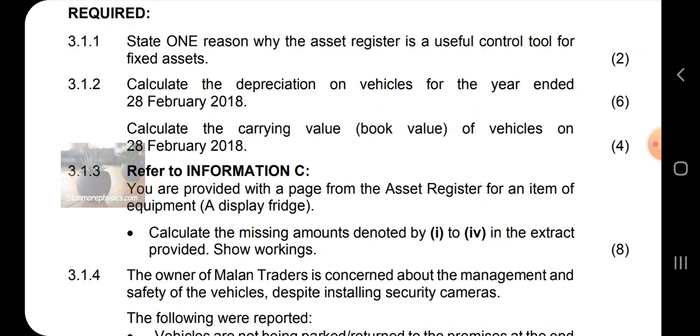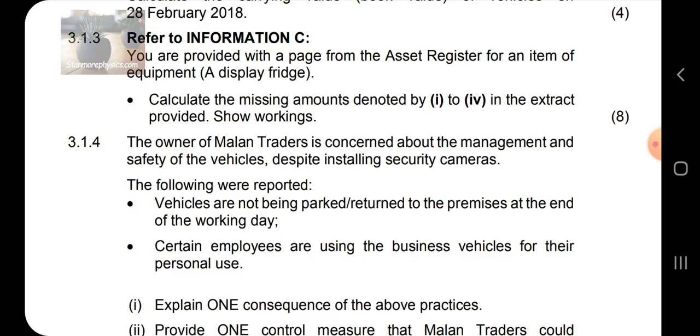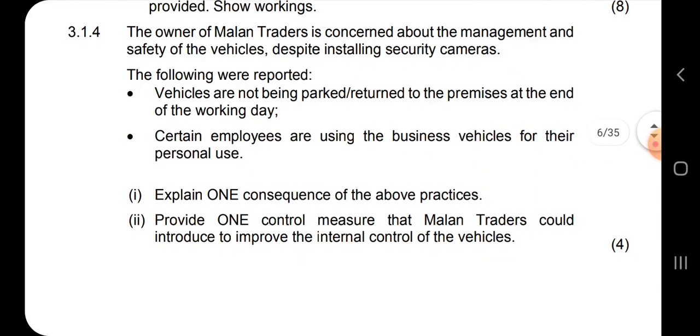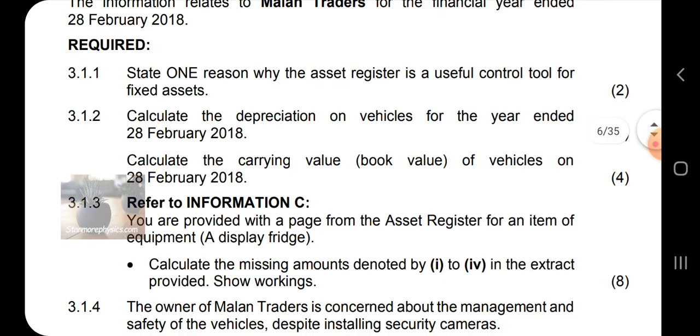Calculate the depreciation on vehicle for the year ended 28 February 2018. Calculate the carrying value of the vehicle on 28 February 2018. Refer to information C. You are provided with a page from an asset register for an item of equipment, a display fridge. Calculate the missing amounts denoted I to IV in the extract provided. Show workings. The owner of Malan Traders is concerned about the management and safety of the vehicles. Despite installing security cameras, the following were reported. We will just do that one last. So that's with 3.1.2. Let's calculate depreciation on vehicles.